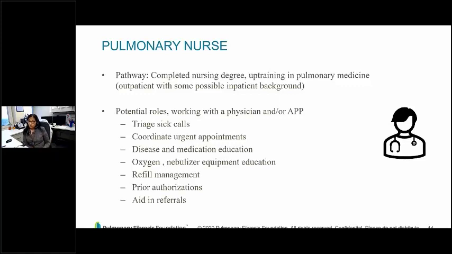And the potential roles, working with the physician and or an advanced practice provider: triaging sick calls, coordinating urgent appointments, also helping with disease and medication education, oxygen and nebulizer equipment education, and just simply figuring out how to get the patient that equipment. Refill management, prior authorization help, and then aid in referrals.